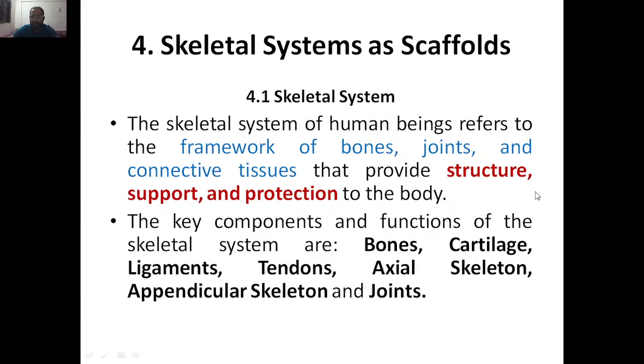Today we are going to discuss skeletal systems as scaffolds. So far we discussed muscle systems as scaffolds. Similarly, we have skeletal systems as scaffolds. For muscle systems as scaffold, we discussed 5 different topics there.